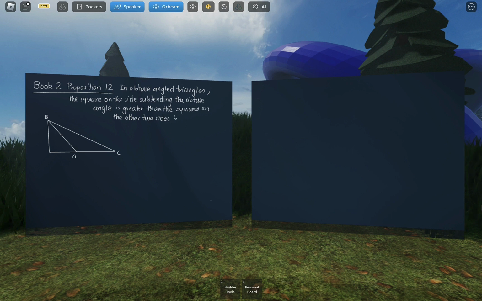It's greater than the squares on the other two sides by twice the rectangle, and I'm just going to use the letters in the diagram, so this is D, CA, AD. Okay, so that's a pretty simple statement. Proof.